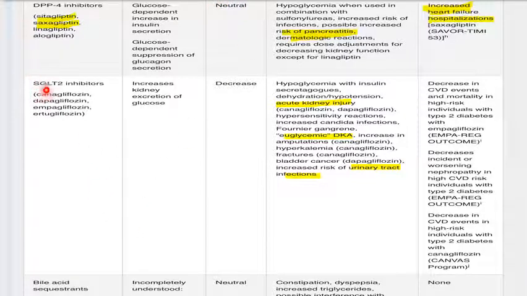And we have SGLT2 like empagliflozin. It can cause acute kidney injury. It can cause euglycemic DKA. This is a common MCQ. And urinary tract infection. This is also a common MCQ. Remember, SGLT2 is the agent that decreases the cardiovascular disease.